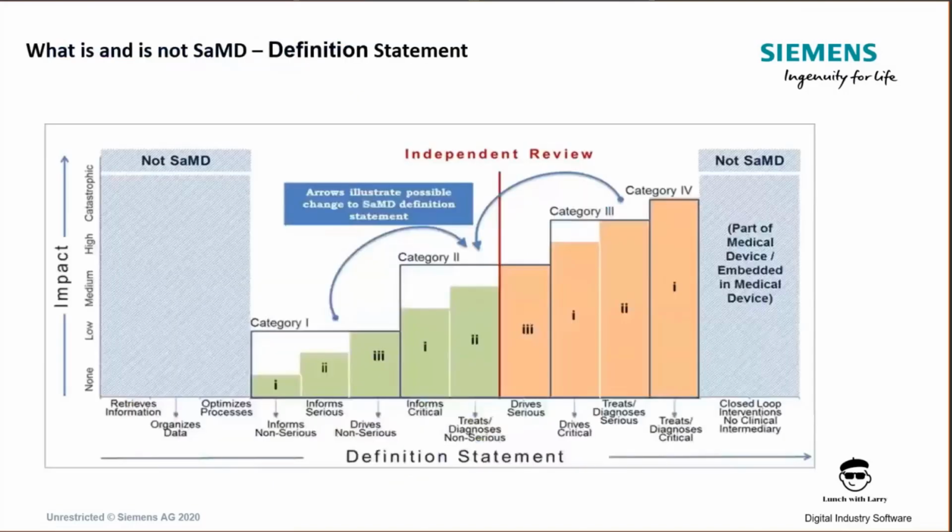When we talk about software as a medical device, we really have four different categories of software, different types of risk, and the different types of risk fit into different categories, and those different categories have different requirements.